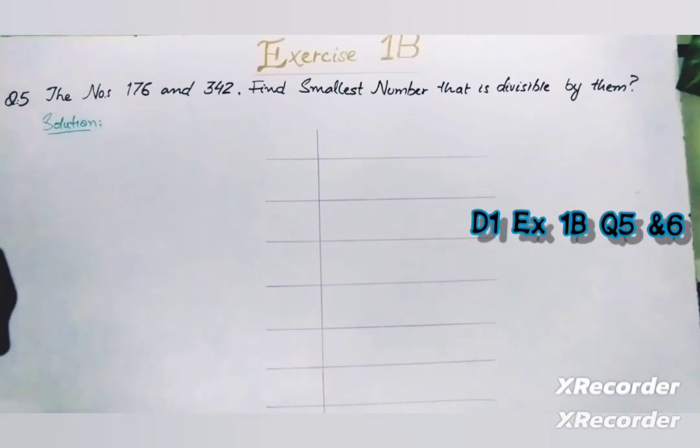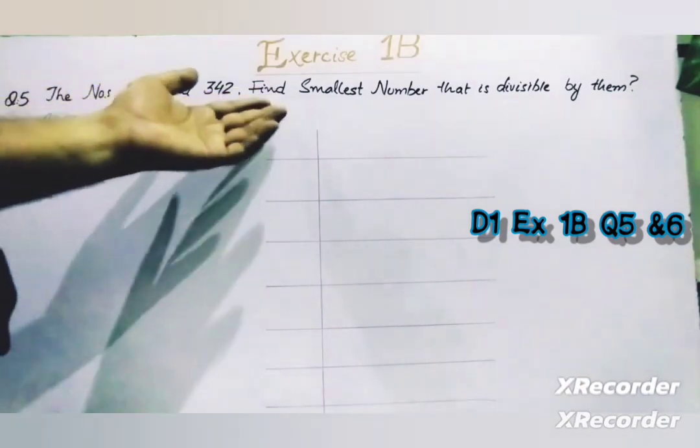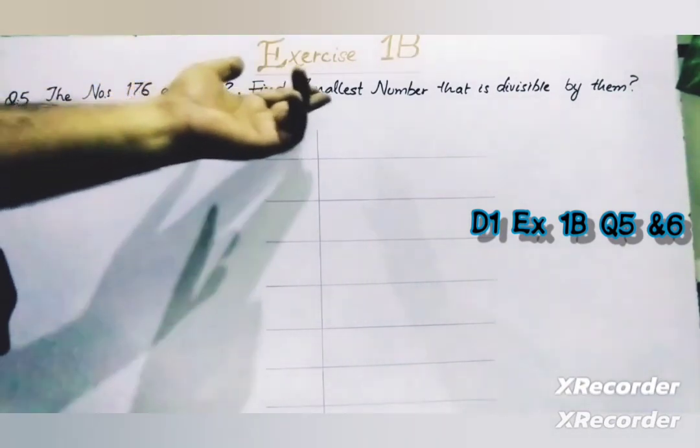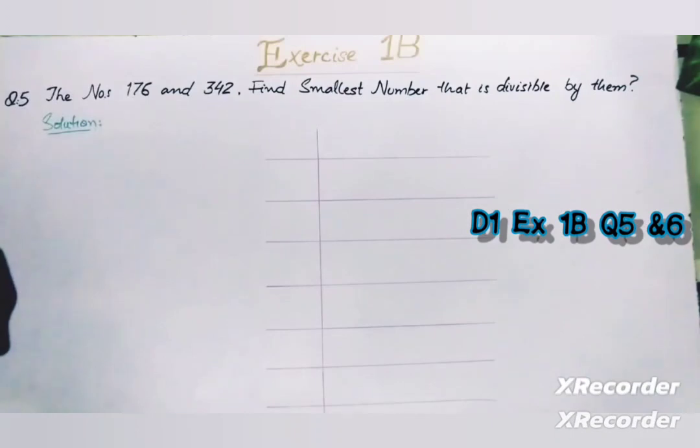Moving forward in our exercise 1B, now question number 5. The two numbers 176 and 342. Find the smallest number that is divisible by them. In this question, it is asked to find the LCM of these two numbers. In other words, find the smallest number that is divisible by them.